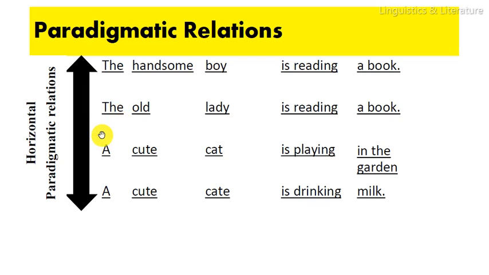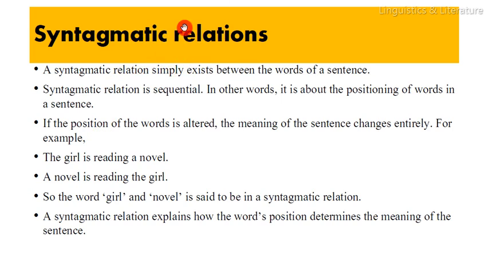Okay, so what is meant by syntagmatic relations? A syntagmatic relation simply exists between the words of a sentence. Syntagmatic relation is sequential. In other words, it is about the positioning of words in a sentence. If the positions of the words are altered or changed, the meaning of the sentence changes entirely. For example, the girl is reading a novel. A novel is reading the girl. Okay, so the words girl and novel are said to be in a syntagmatic relation. A syntagmatic relation explains how the word's position determines the meaning of the sentence.